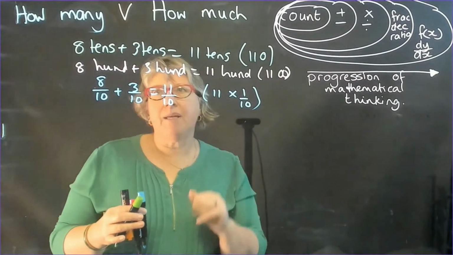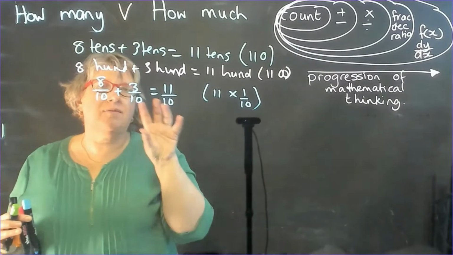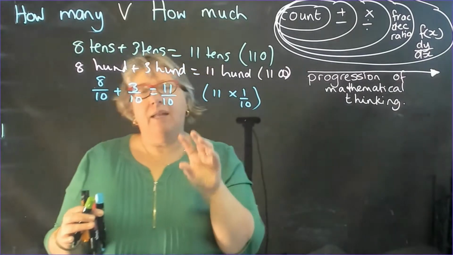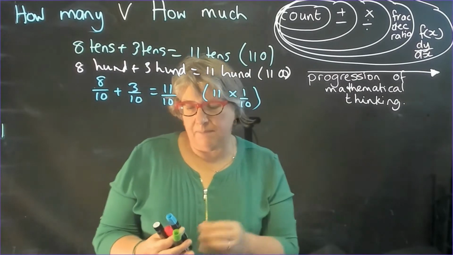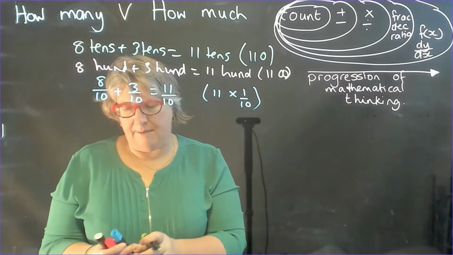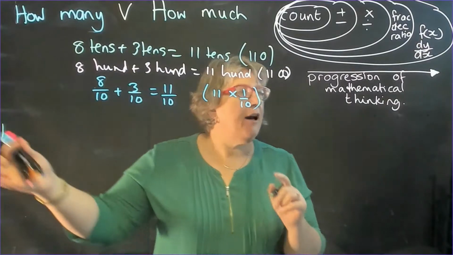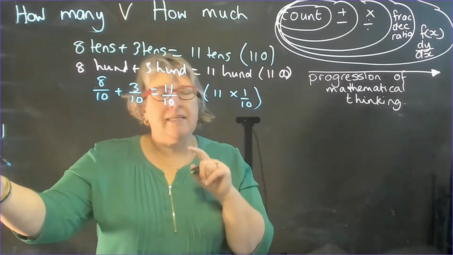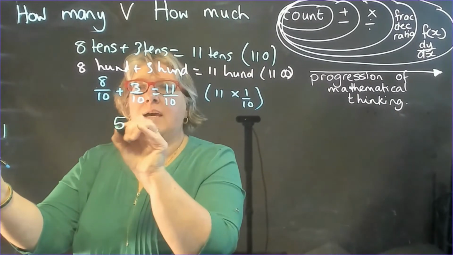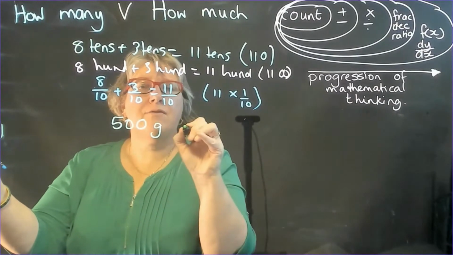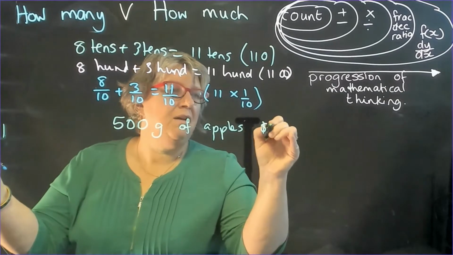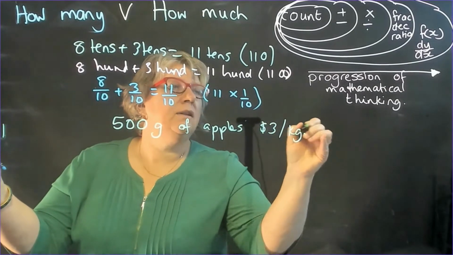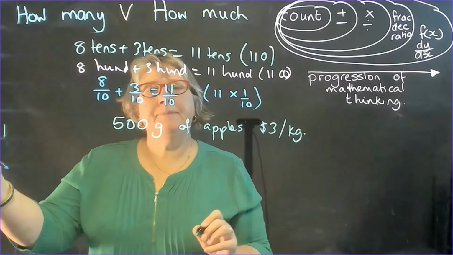So that's just to bring it back to how the size of the piece doesn't change the relationship between the numbers. Right, but if I'm thinking about using that in everyday life, I do need the size of the unit to be the same, because if I've got half a kilo of apples, 500 grams of apples, but they cost $3 per kilo, how much am I going to spend?